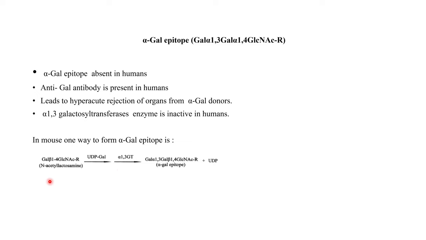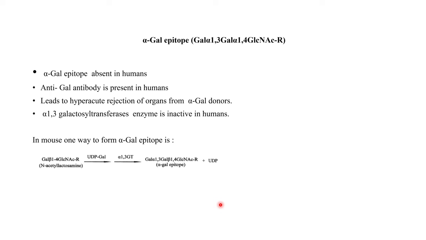So how this happens is that when the N-acetyl galactosamine glycan comes in the Golgi, the UDP containing galactose will be transferred to the N-acetyl galactosamine with the help of alpha 1,3 galactosyl transferase. So in this way, alpha gal epitope is formed in the mouse, and this is just one of the ways by which alpha gal epitope forms.